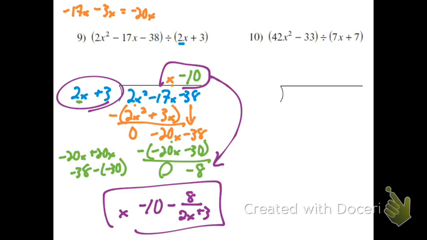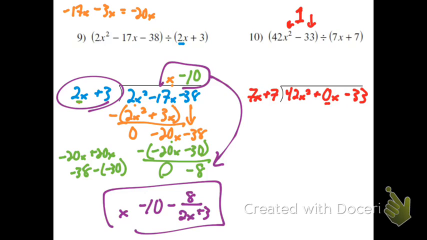On number 10, yes, we're doing this one as well. We notice that we just go from x squared to the constant here, which means we have to take into account our missing first degree term there. So I'm going to put 42x squared plus 0x, that takes care of the placeholding, and then minus 33. 7x plus 7 goes on the outside.